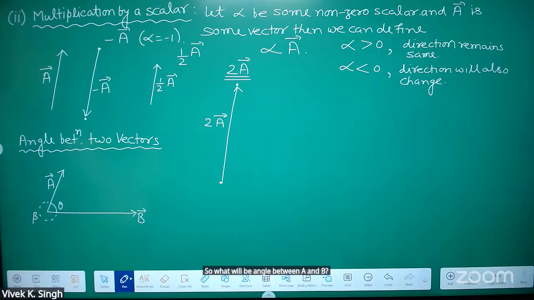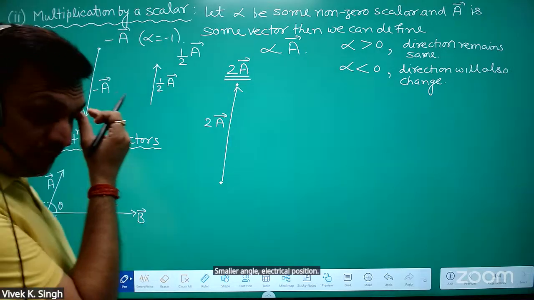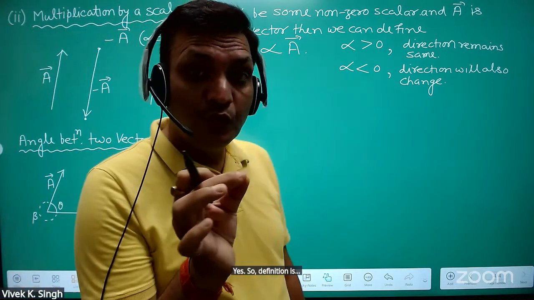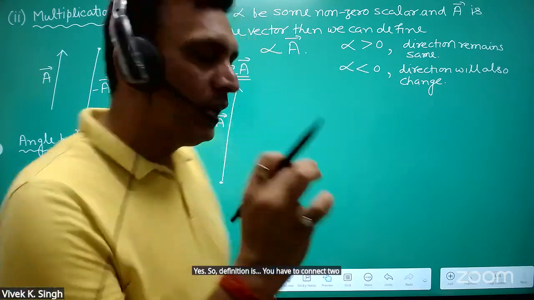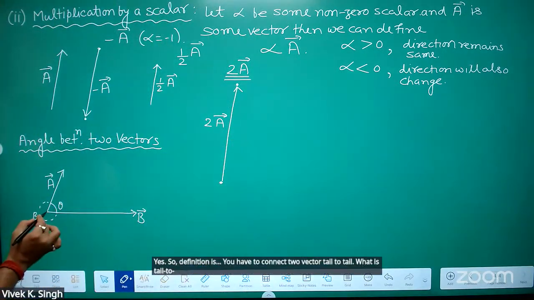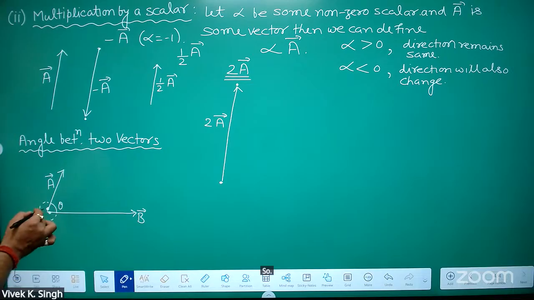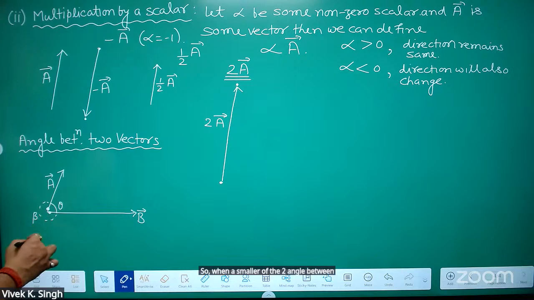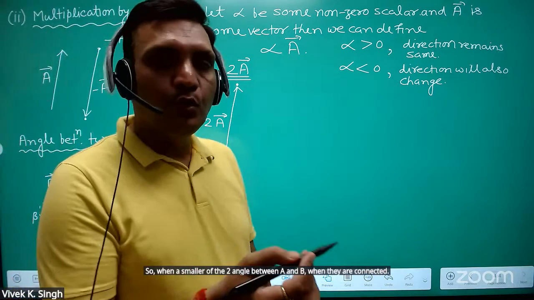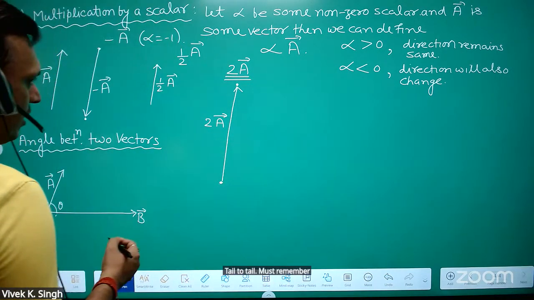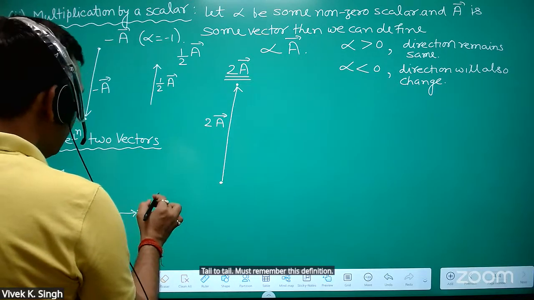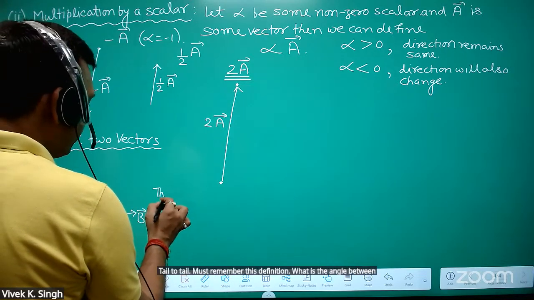Smaller angle, tail to tail position. Yes. So the definition is you have to connect two vectors tail to tail. What does tail to tail mean? This is the tail of vector B and this is the tail of vector A. So the smaller of the two angles between A and B, when they are connected tail to tail. Must remember this definition. What is the angle between two vectors?